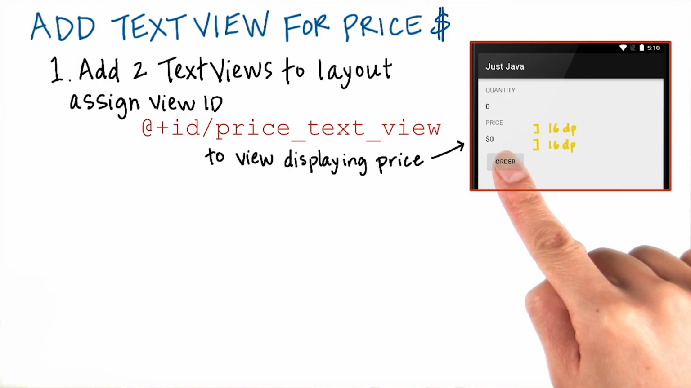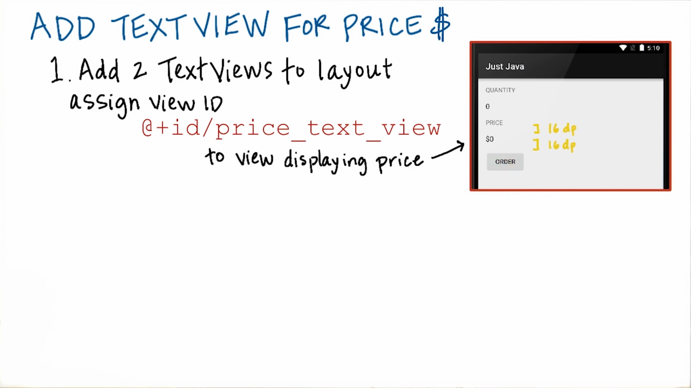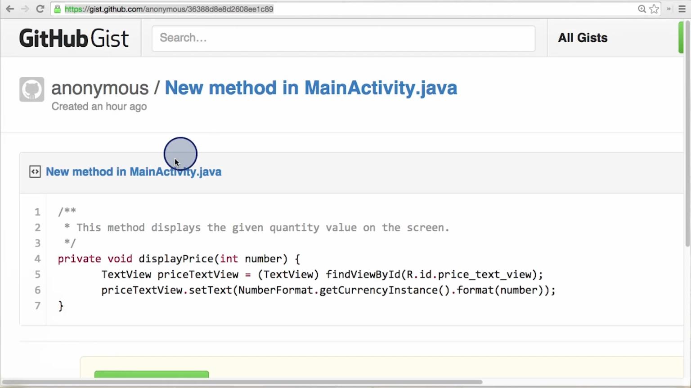In order for the price field to also update, we're going to need to make some changes to the main activity Java file. We'll give you a little more help with that. We're going to provide you with a new method that you can add in the main activity Java file. Open up the gist in the link provided in the instructor notes.